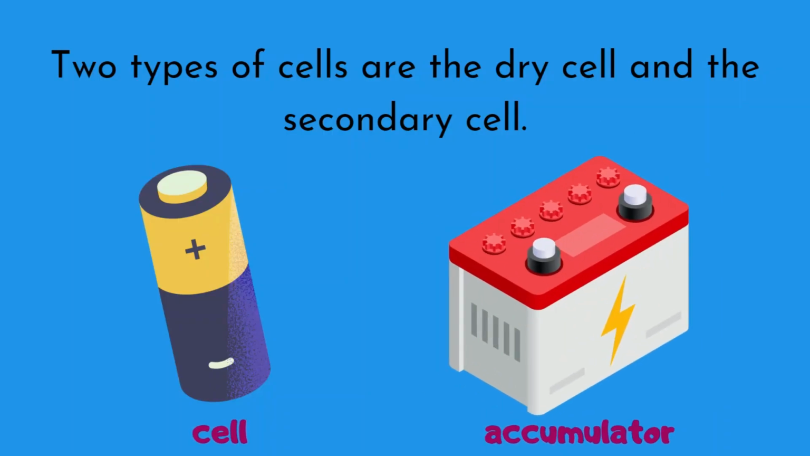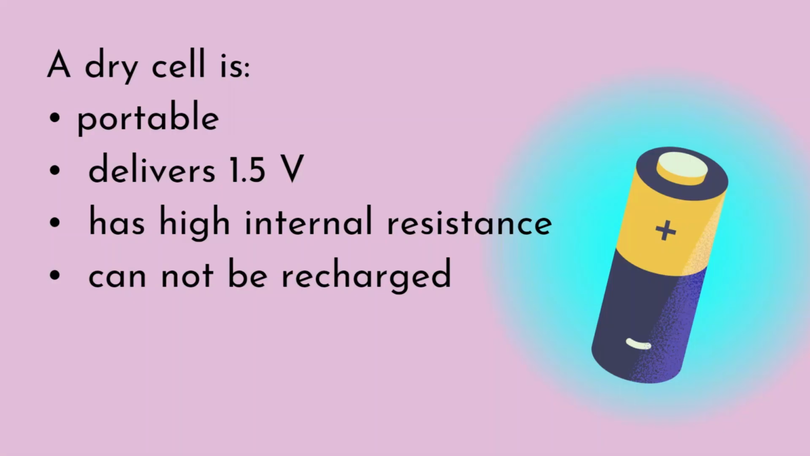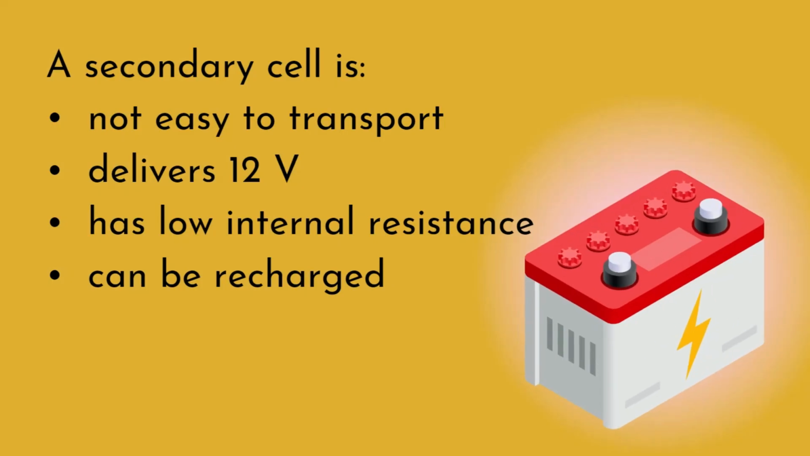Two types of cells are the dry cell and the secondary cell. A dry cell is portable. It delivers 1.5 volts, it has a high internal resistance, and it cannot be recharged. While a secondary cell is not easy to transport, it delivers 12 volts, it has low internal resistance, and it can be recharged.